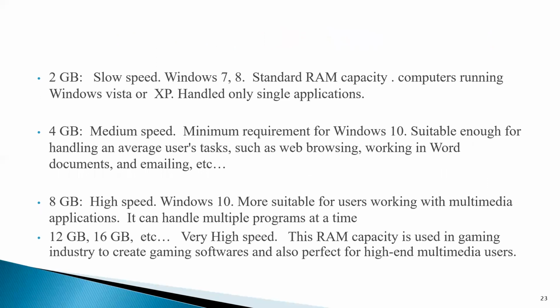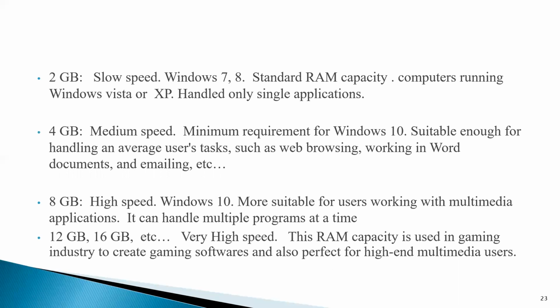Then 2 GB RAM. 2 GB RAM means slow speed, suitable for Windows 7 and 8. It's a standard RAM capacity. Computers running Windows Vista or XP handle only single applications. At a time, it will be able to handle only a single application. So for Windows 7 and 8, 2 GB RAM is enough.